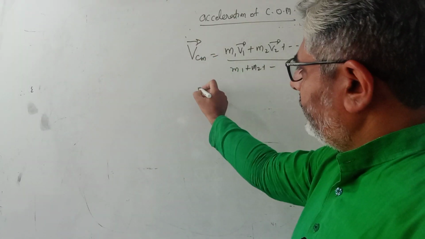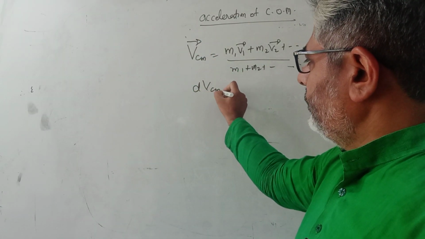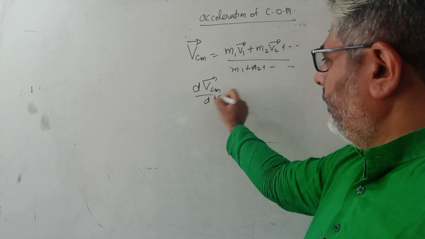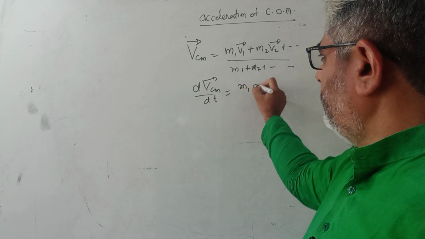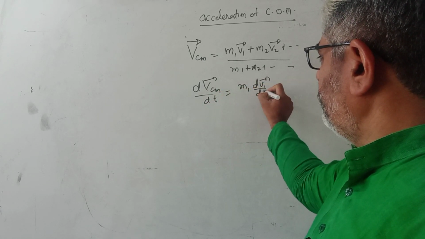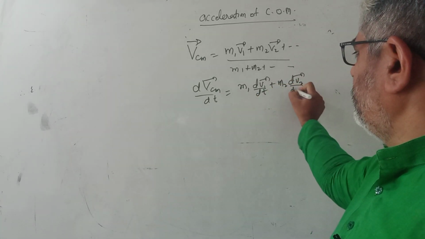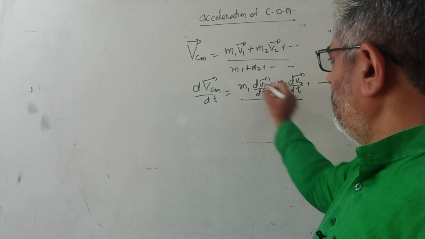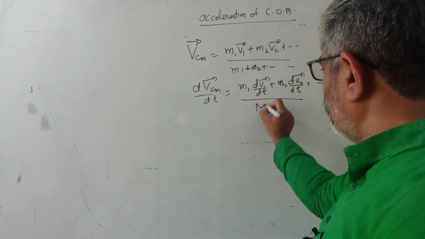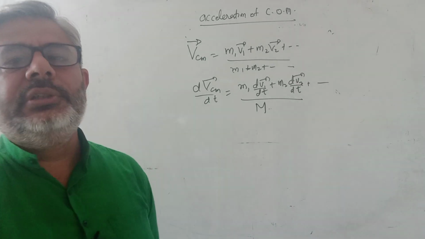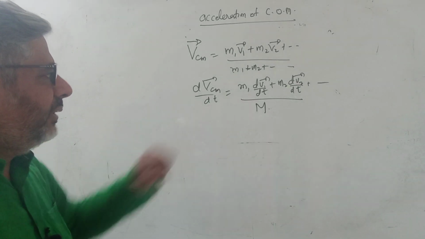Now if you differentiate it once again, what do you get? dVcm vector by dt is equal to m1 dv1 vector by dt plus m2 dv2 vector by dt plus so on, upon, can I write m1 plus m2 as capital M simply? Why go on writing m1 plus m2 always? Because this is the total mass of the system, which is M here.